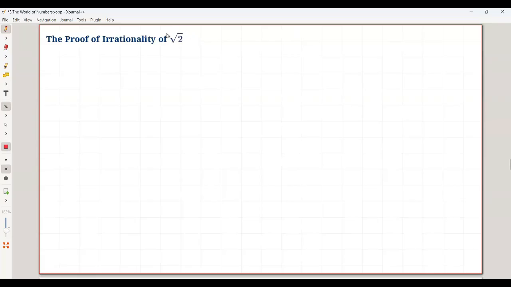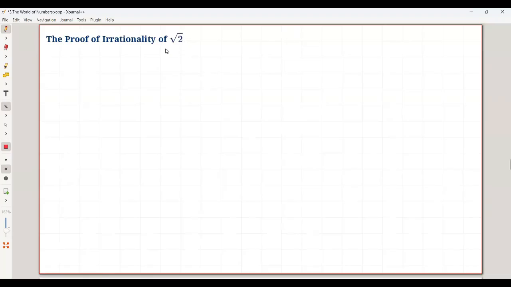Contradiction, which means first I am just going to assume root 2 is rational. If it's rational, we can write it in the form of P by Q, where P and Q are integers and Q is not equal to 0. Then I will do some steps. At the end, I will be getting a contradiction, so my assumption will be wrong.